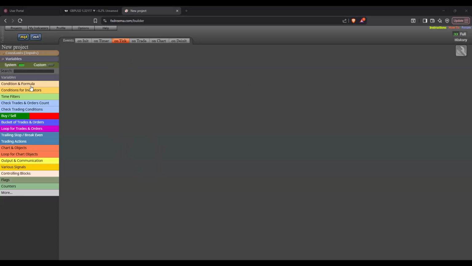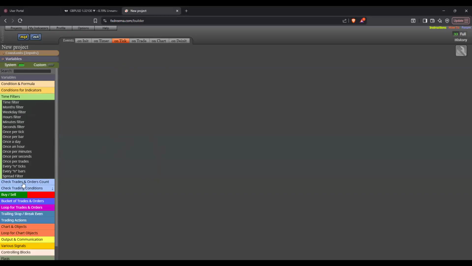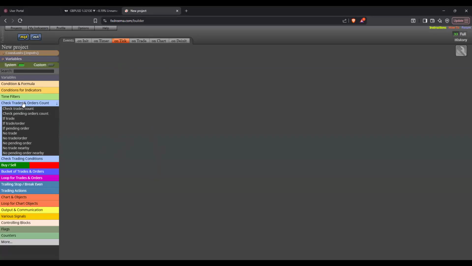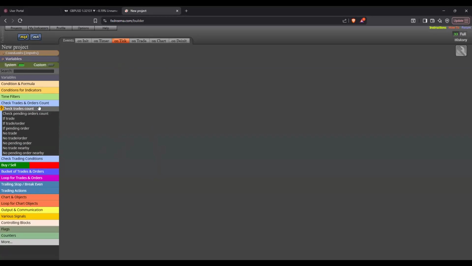Now, how do we do that here? On these functions here, they have several drop downs, so you can just click on them and they will open, and there are lots of them. What we're going to be working with is check trading conditions, so check trade and order counts. This is where we find the no trade, right? So all we do is drag this. See how easy it is? Just click and drag, right?